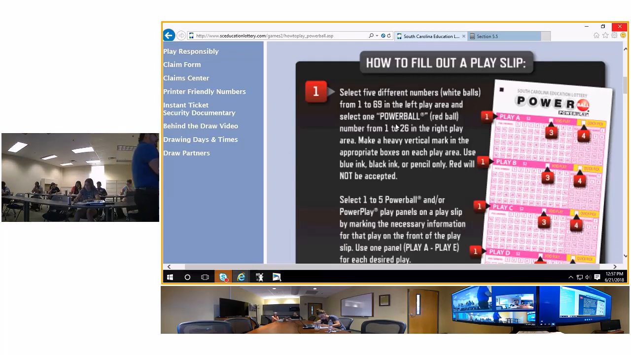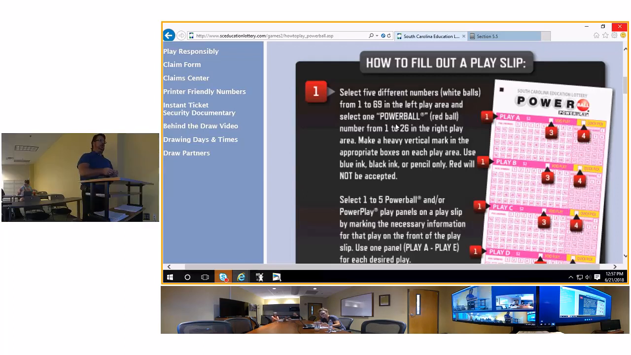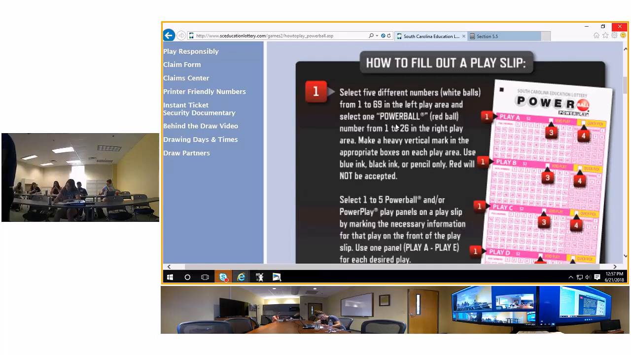Now, does the sentence say anything about order? No. So most of the time when you're talking about a lottery, you're talking about a combination.